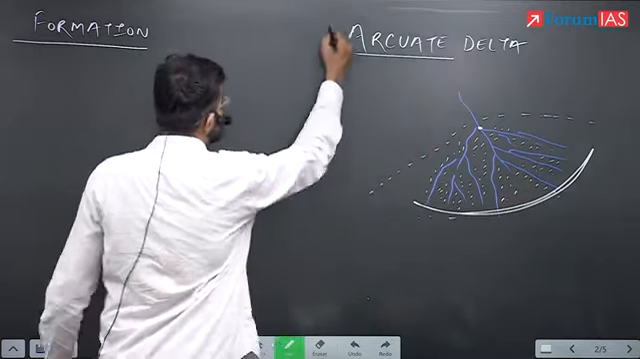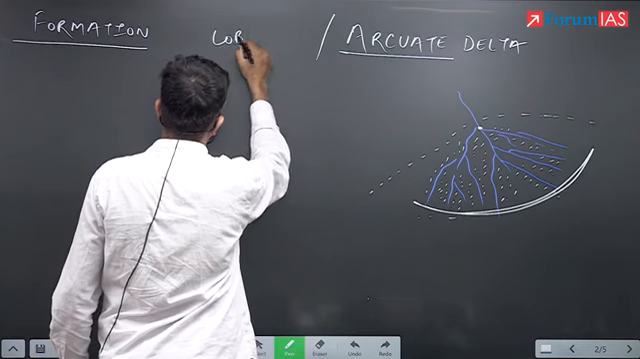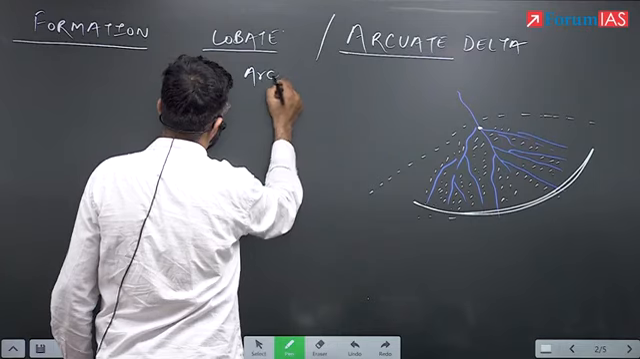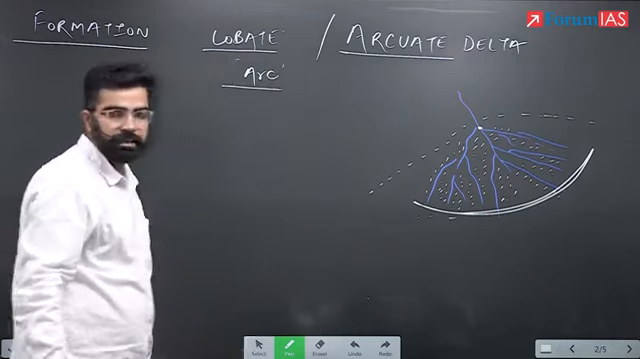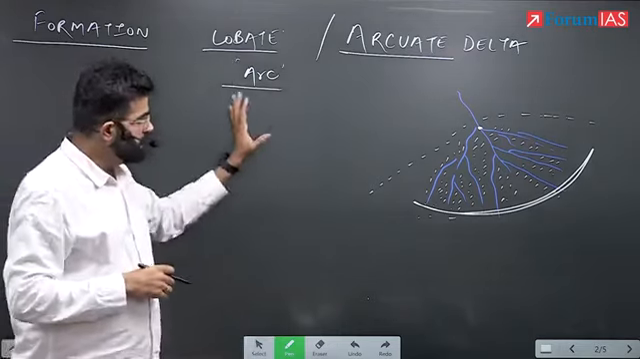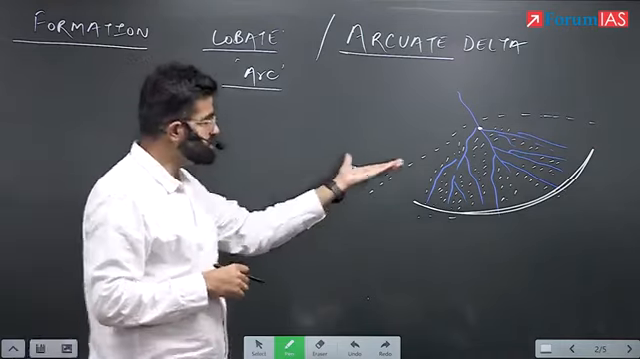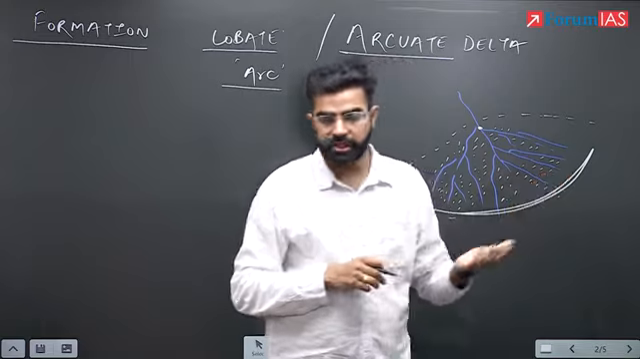It is also known as lobate delta, or it is also known as arc shape delta. Okay, arc shape delta. Various names are there. Now we'll understand how this type of delta is formed, especially on the basis of the shape we are giving the name arc shape.